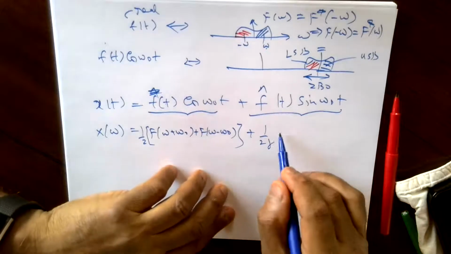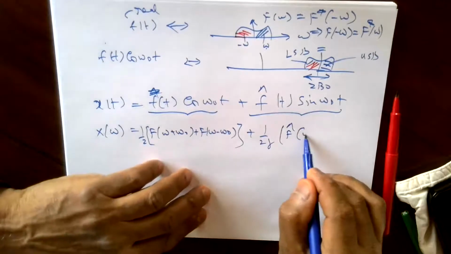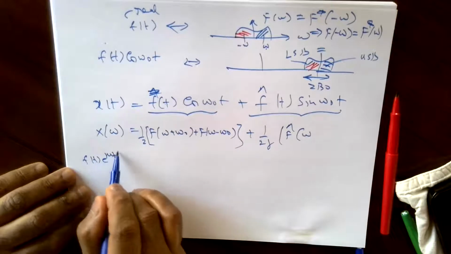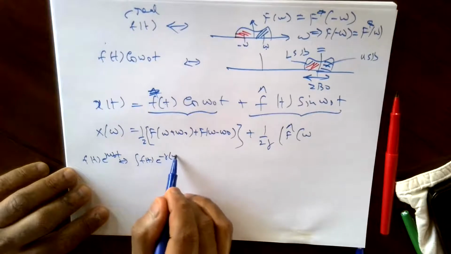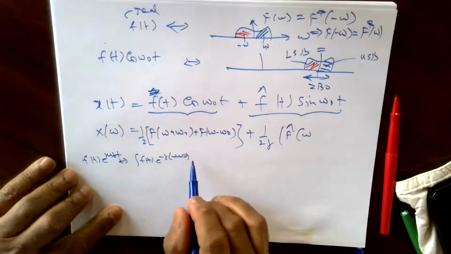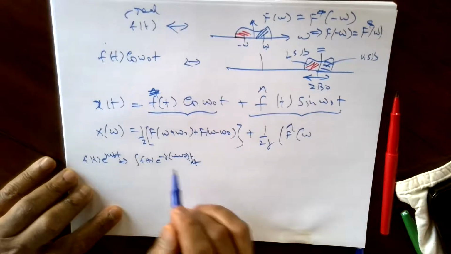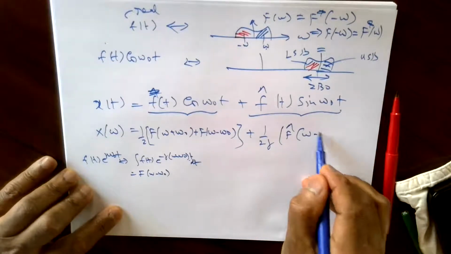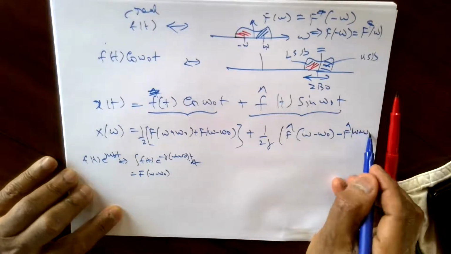So this is going to be f hat of omega. Notice that f(t) e raised to j omega naught t with a plus sign, the transform will be f(t) e raised to minus j (omega minus omega naught) t dt. So this is simply the transform evaluated at omega minus omega naught, and this is f hat of omega plus omega naught.